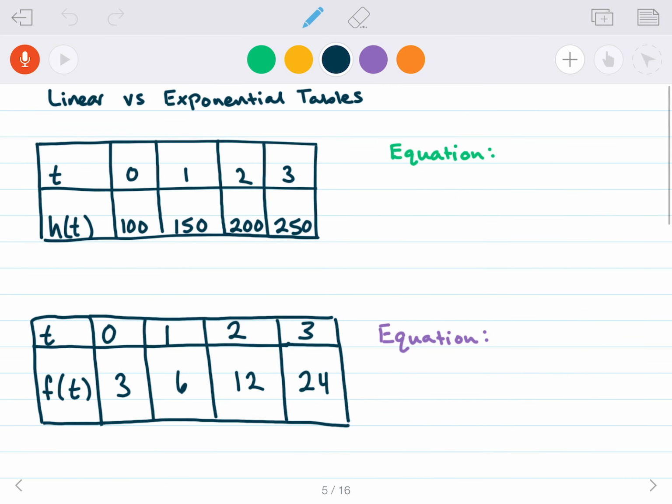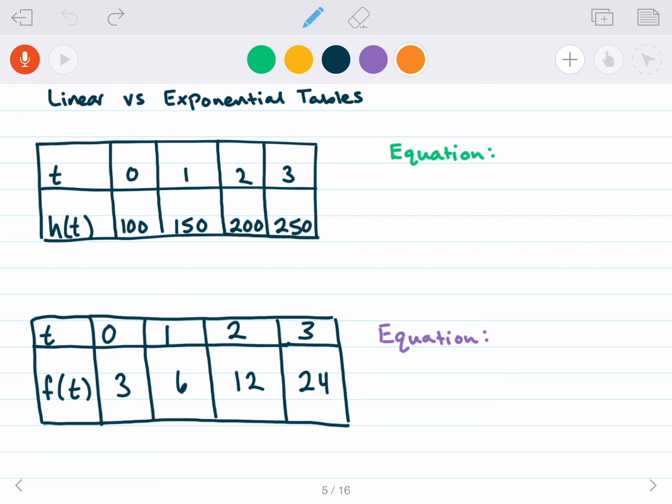Go ahead and actually do some application problems. Alright, first of all, let's look at linear versus exponential tables. We want to first determine, is it linear or is it exponential? And depending on which one it is, let's use the information that we get from the table to write an equation. Okay, cool.